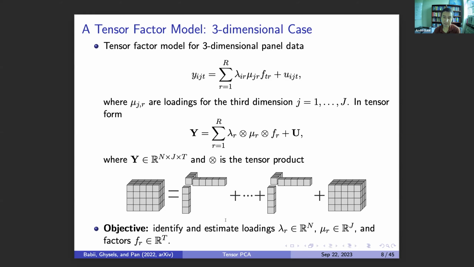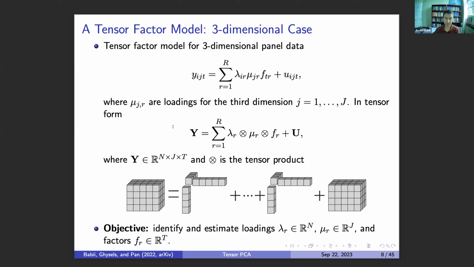So now we generalize this model to the three-dimensional case. So we work with tensor data. We have this extra dimension denoted by j, and we have a loading mu j, which is the loading of this third dimension on each factor.